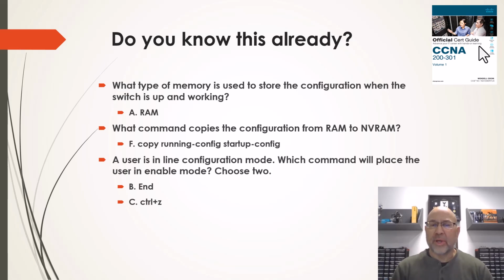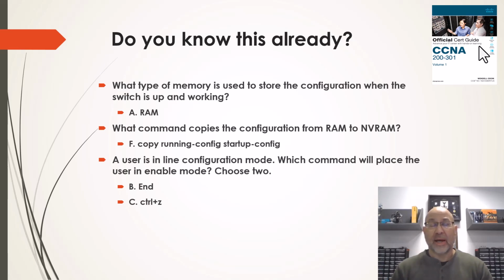What type of memory is used to store the configuration when the switch is up and working? Okay, so for this we have to realize that when we type in commands and we tell a switch or a router how to operate, it goes into volatile memory or RAM, random access memory. That also means that if you power off the switch, the configuration is gone. And so that's where it goes initially.